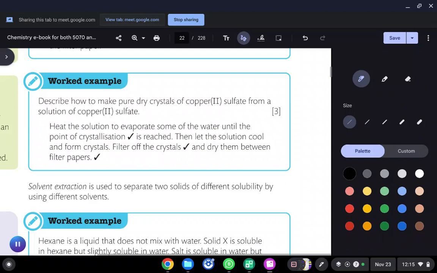Then the next step: we will let the solution cool to form crystals. We will filter off the crystals. Okay, that's how you'll get 2 marks. And the third mark will be for how to dry. We will dry them between filter papers.